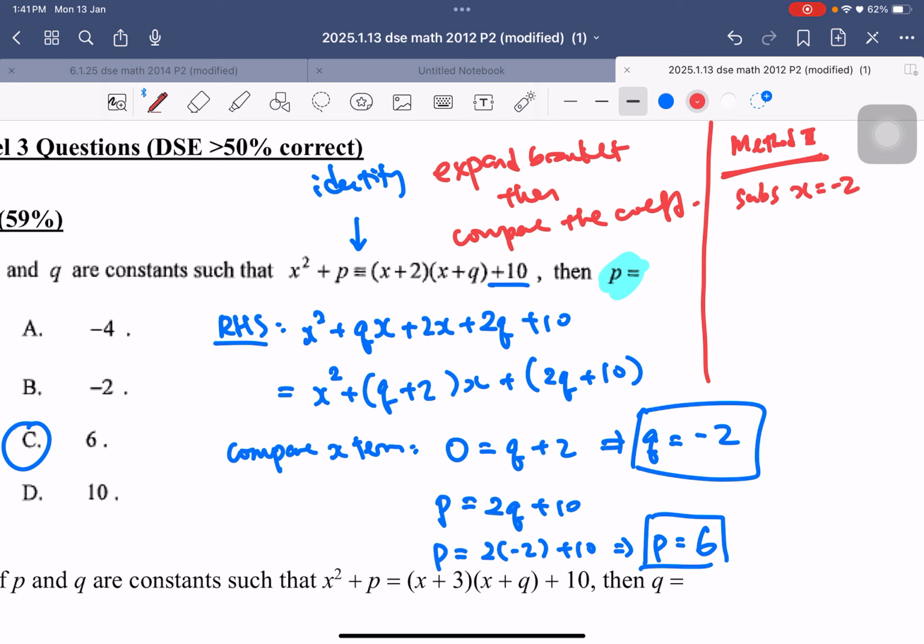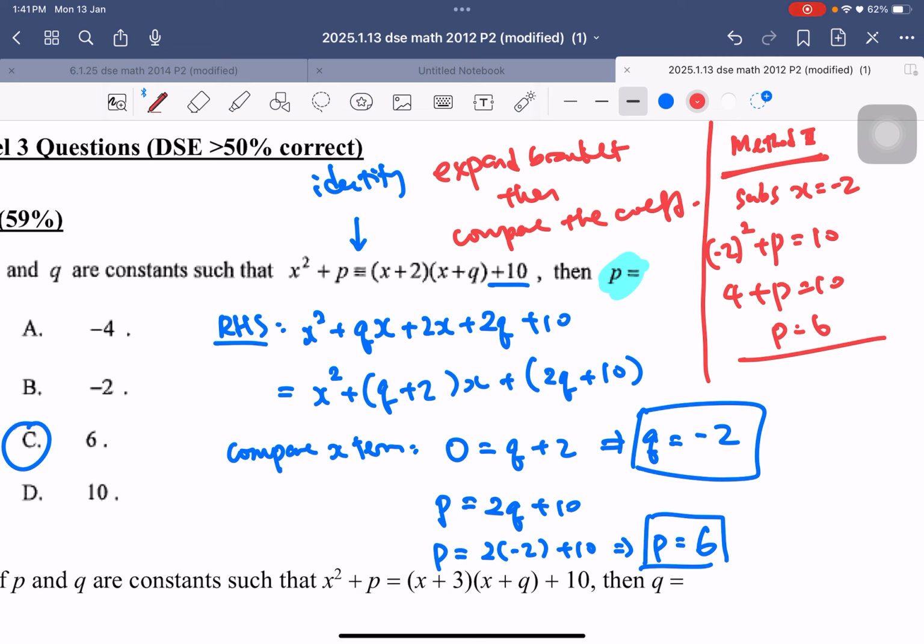So we have negative 2 squared plus P equal to this whole thing giving you 0. So it's gone, nothing there. So just equal to 10. And then this is 4, isn't it? 4 plus P equal to 10. Then P is equal to 6. 5 seconds. Okay?